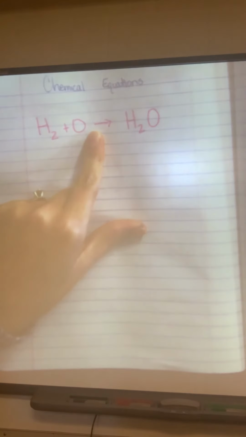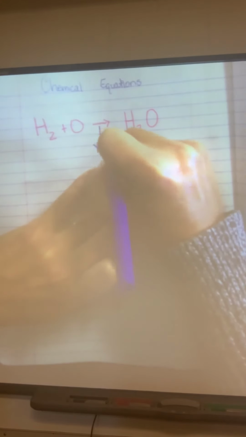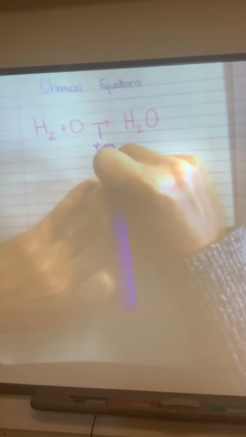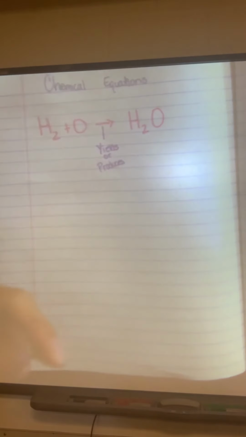So when we look at this equation, we have two different sides of the equation that's separated by this arrow. And what this arrow means is yields or produces. It kind of takes my beginning and separates it from my ending. So it's yields or produces. All right, the H2 plus O would be what we call the reactants. This is where my reaction is going to take place.